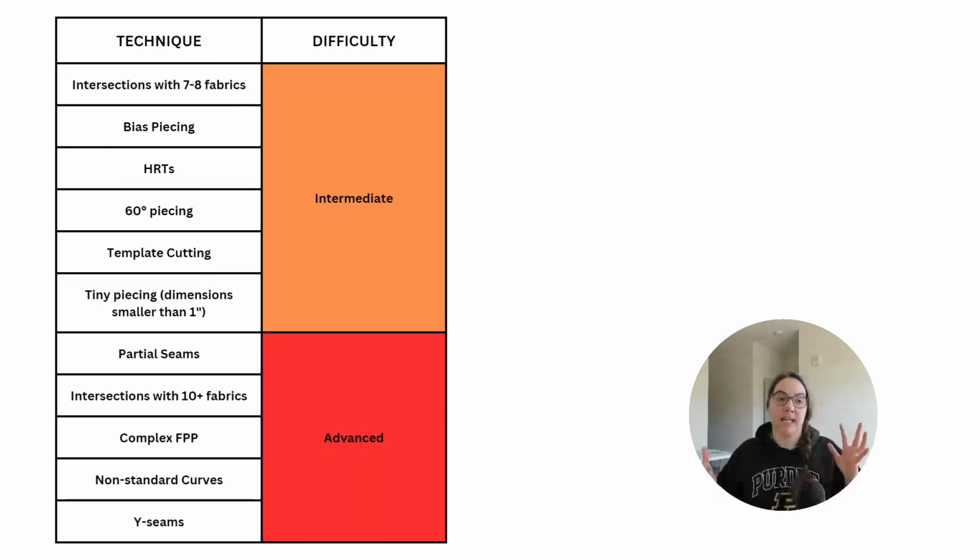Intermediate, we're talking about more intersections, more points to align. So intersections with 7 or 8 fabrics, 4 HSTs coming together. That can be tricky to manage bulk and alignment. So that's why it's an intermediate level.